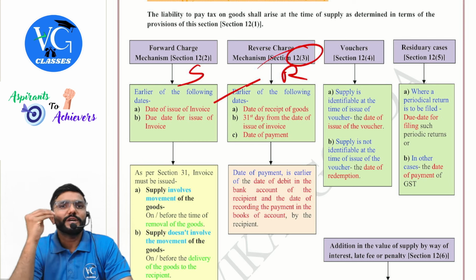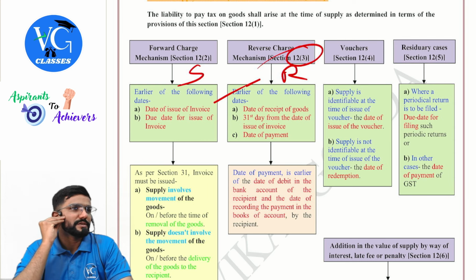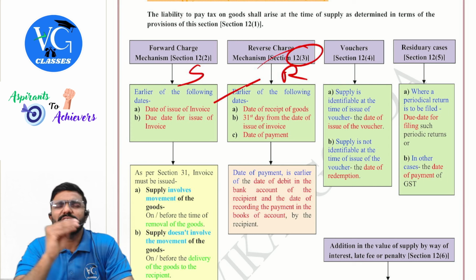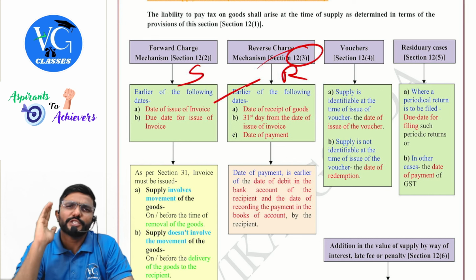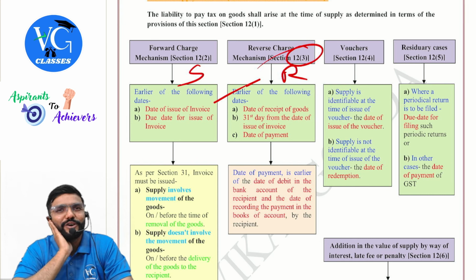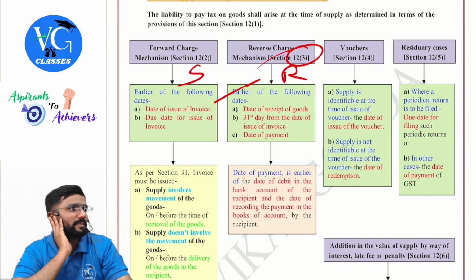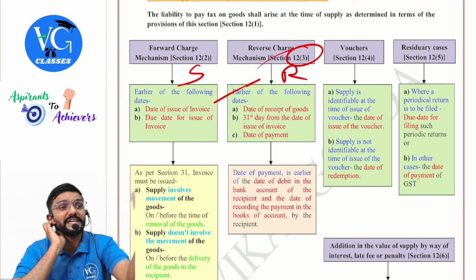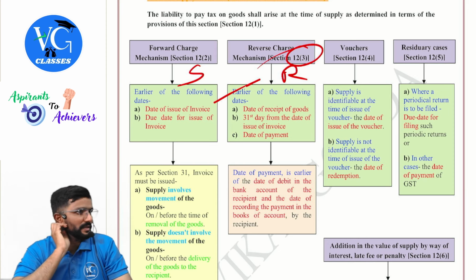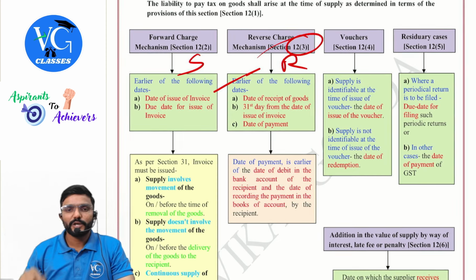Next, I sold a voucher to you for 1000 rupees, which you can use to buy anything in Shoppers Stop. Now, do I know for what purpose you will use it? No, I have only given you the right to buy anything in Shoppers Stop. In that case, what would be the time of supply? Date of redemption. That is the date on which you use the voucher. Okay, yes. 12.4.